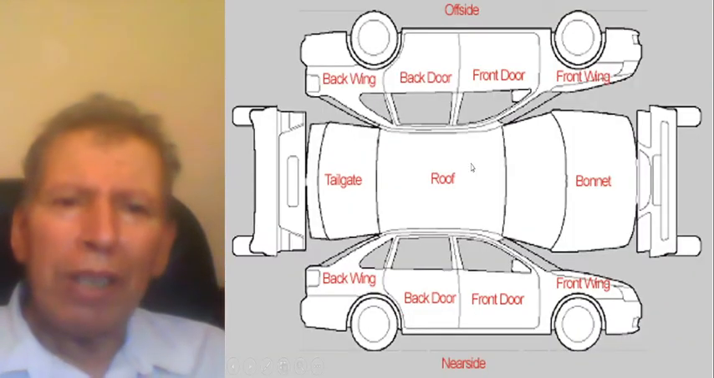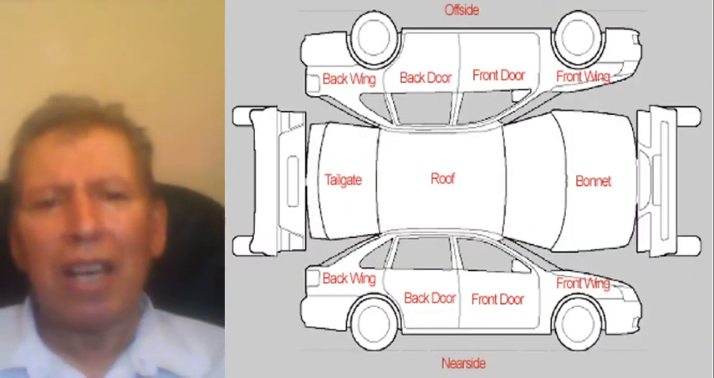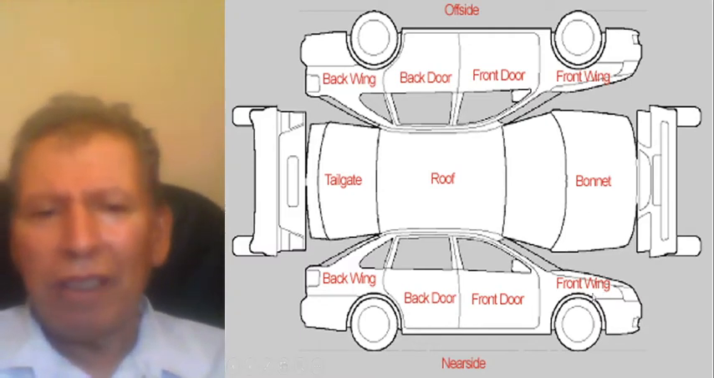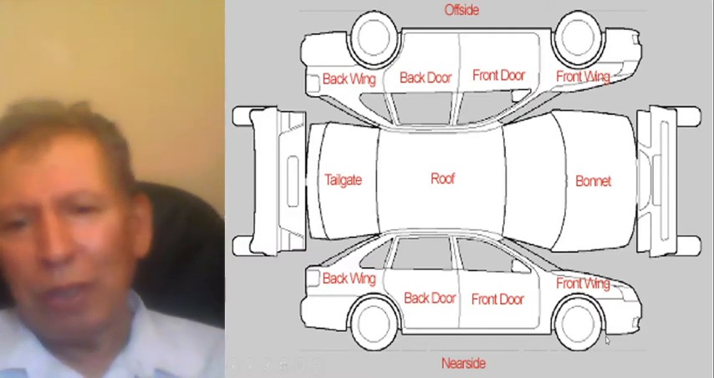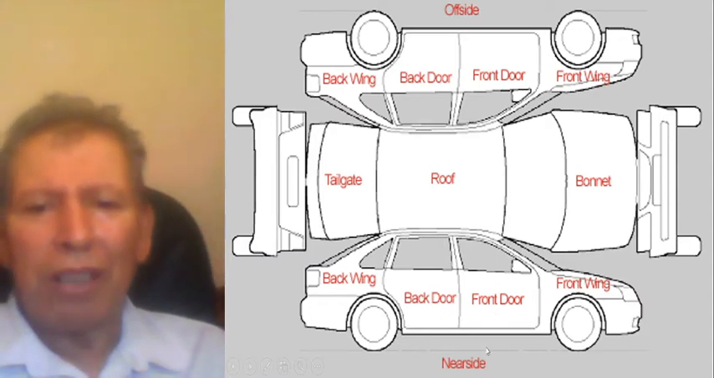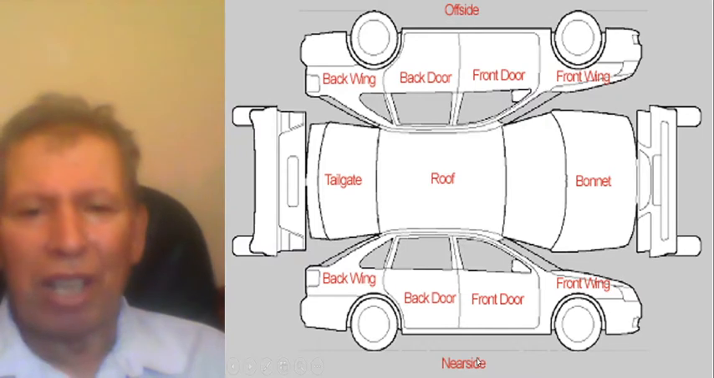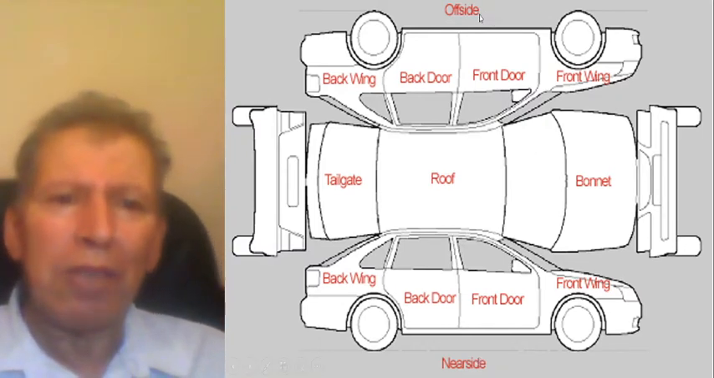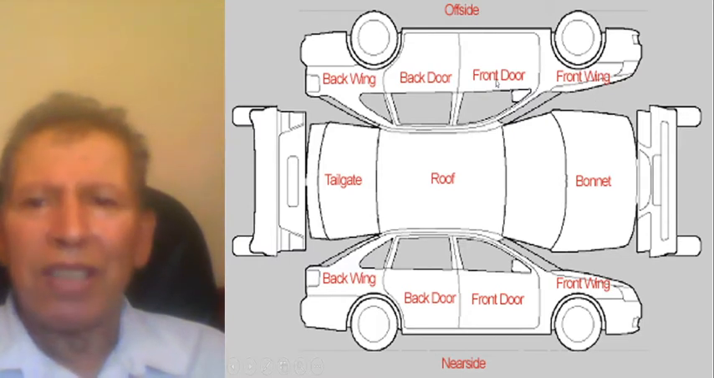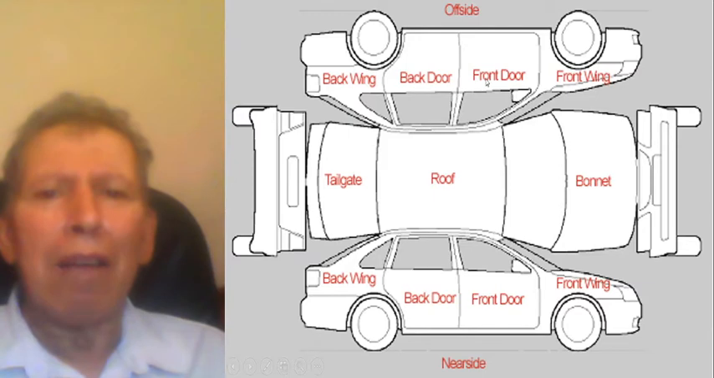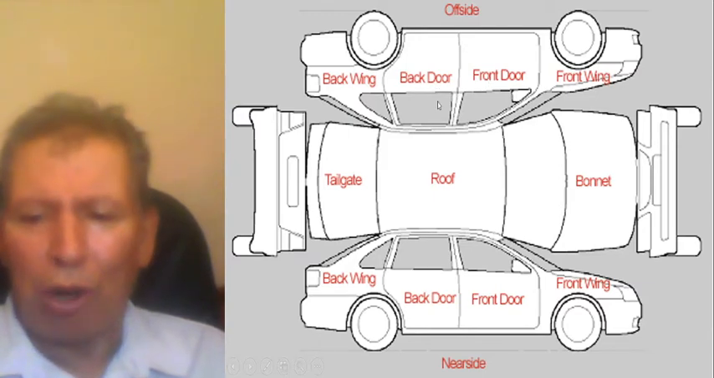Okay, let me move on. This is a car, this is the anatomy of a car. The front wing and the back wing. The front door and the back door. And the near side, and the off side. And the same thing, front wing, back wing, front door and back door.